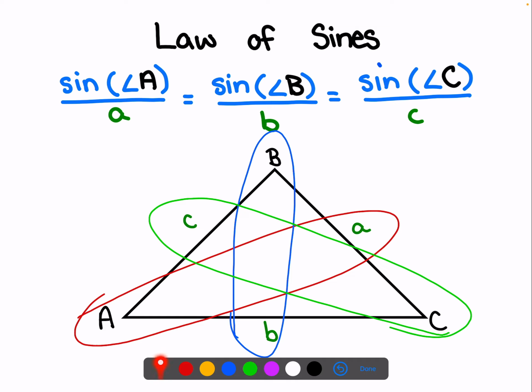Now, the Law of Sines says that if I take the ratio of sine of angle A divided by side length A, it'll be equal to sine of angle B divided by B, which is equal to the ratio of sine of angle C divided by side length C. So this will hold up, and we'll actually prove it in just a little bit. But what this allows us to do is solve for any missing side lengths or angles within any triangle.